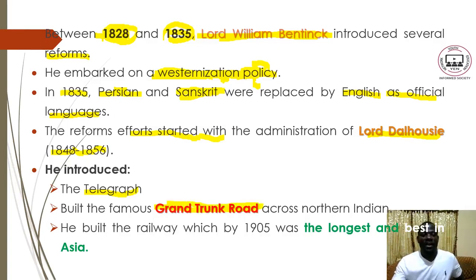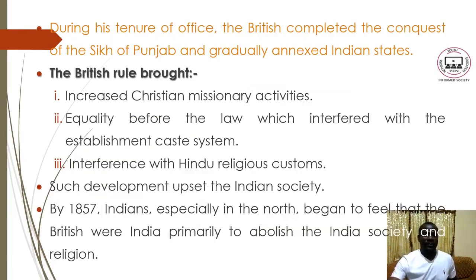And also he built the railway, which by 1905 was the longest in Asia. It was the longest railway line in Asia. So during his time, during his tenure of office, the British completed the conquest of Punjab, the Sikh of Punjab, and gradually annexed the Indian states.